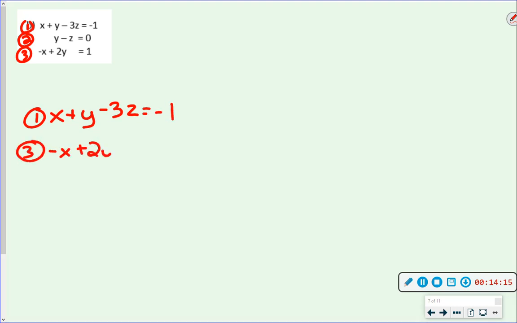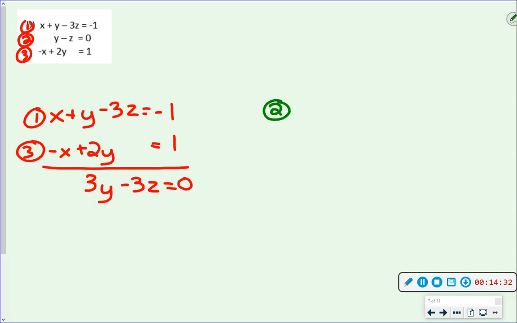And then y minus 0. All right, the x's are gone. 3y. Don't forget your minus 3z. And don't forget your 0. Now, here's the nice thing about this one. We haven't worked with 2. I'm going to jot it down.